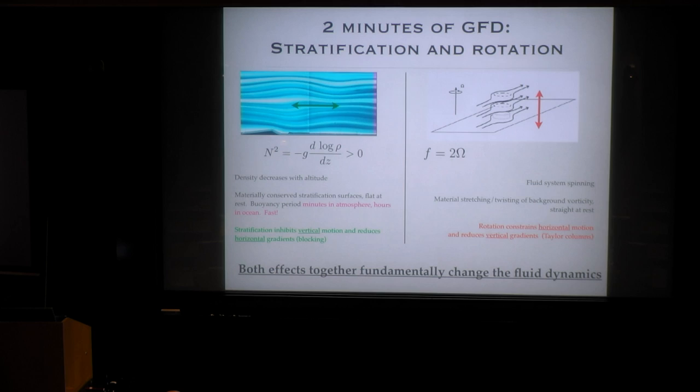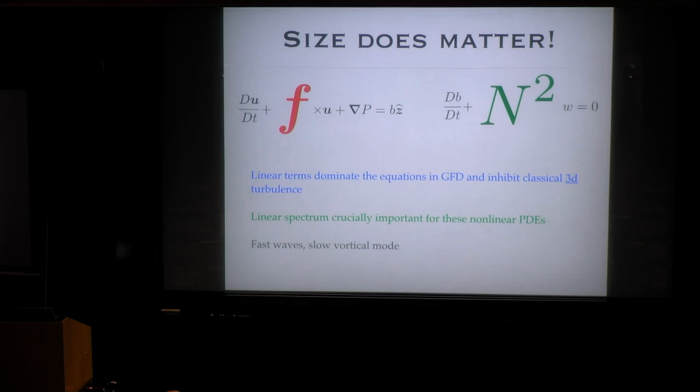And from a mathematical point of view, what it completely changes is the linear spectrum of the Navier-Stokes equation. Instead of having a trivial spectrum, you now have a very non-trivial spectrum with a bunch of linear modes that completely dominate the dynamics. And it's a pictorial representation of how big the changes are in the Navier-Stokes equation. These are large changes. It's a large Coriolis parameter and a large buoyancy we've added here to this density disturbance. So the linear terms completely dominate the GFD equations, and that inhibits the classical 3D turbulence very, very strongly.